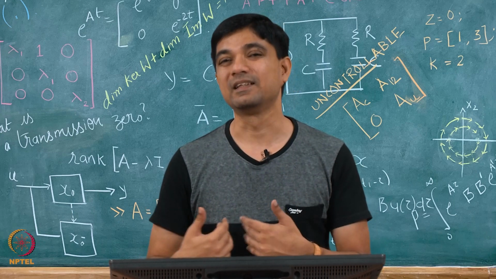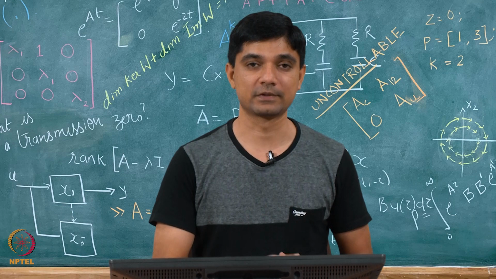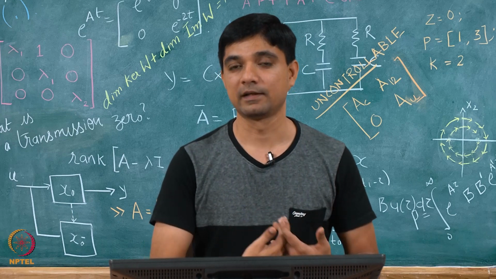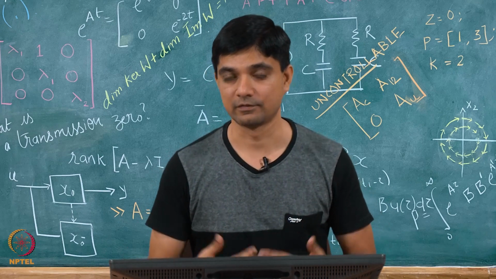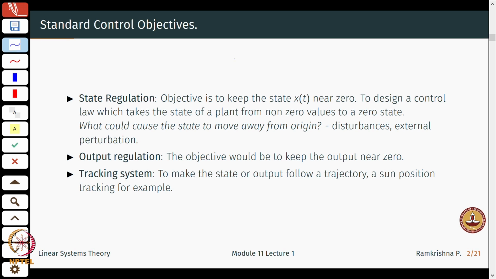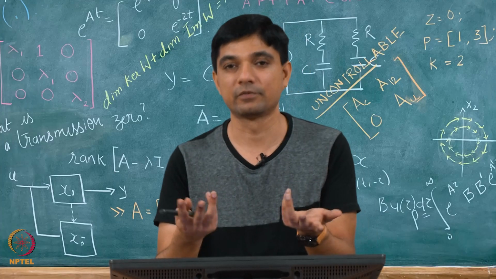So what does that mean in the control sense? Can we actually solve problems like this when we have a conflict between good performance and some constraints which occur to us? Okay, so what are the control problems that we typically encounter? One is what we call the state regulation problem, which is to keep the state x near 0. So what is the aim of the controller? The aim of the controller is to design a control law which takes the state of a plant from some non-zero values to the zero state, the equilibrium for example.